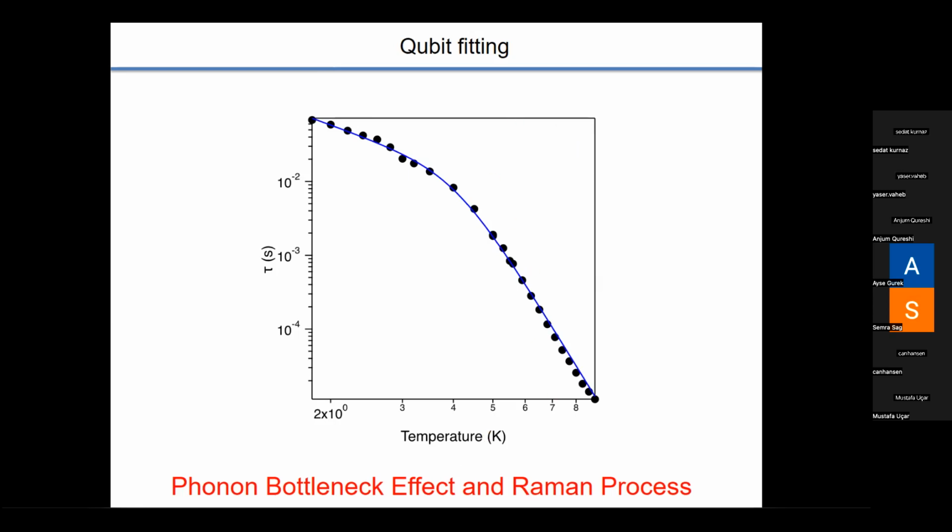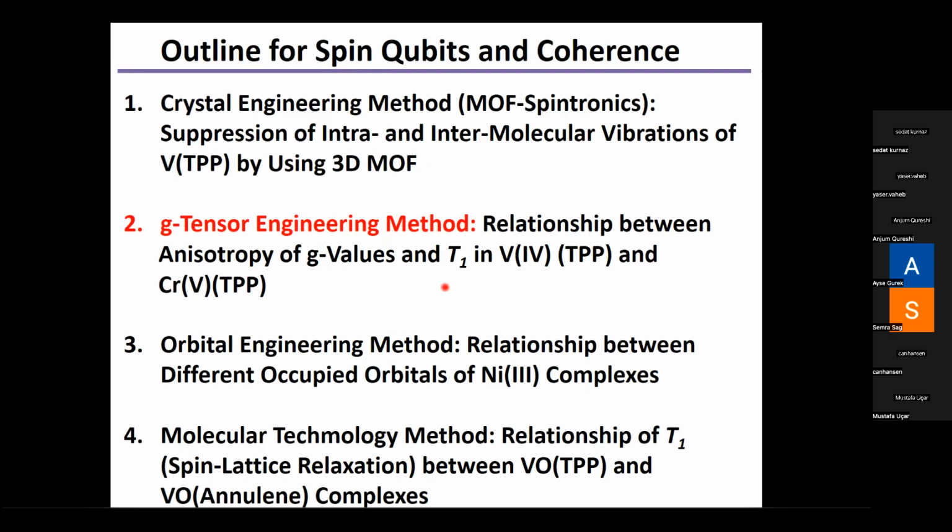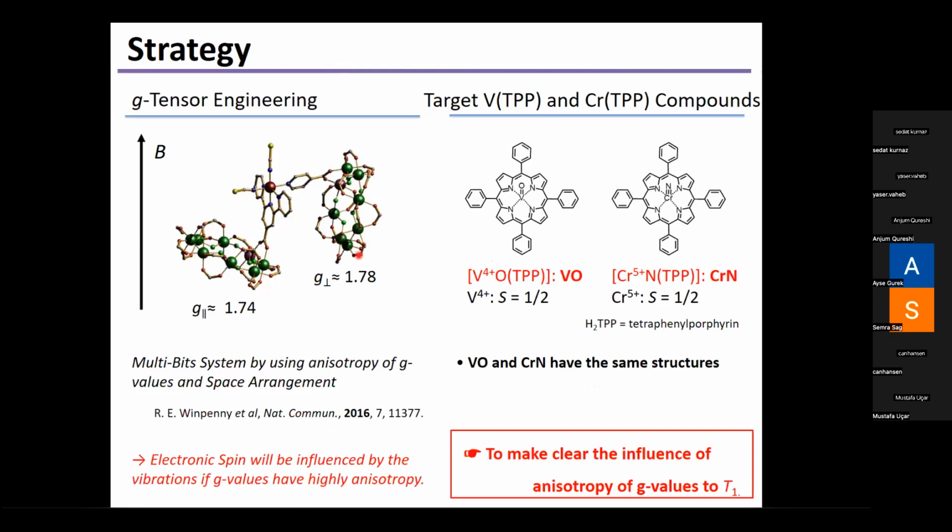So let's move to the g-tensor engineering method, the relationship between isotropy of g values and T1 in oxovanadium TPP and chromium nitride TPP. You can see, g-tensor engineering was originally reported by Professor Winpenny in Manchester, a multi-qubit system using isotropy of g values and spatial arrangement.